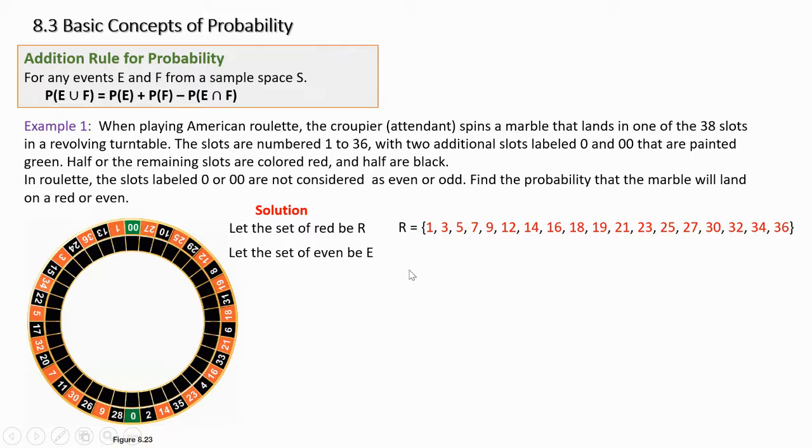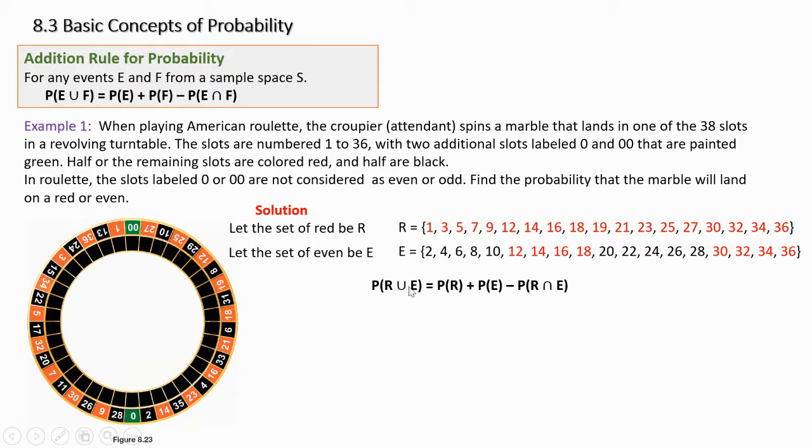Let the set of even be E. These are all my even numbers, right? I went around the turntable, and for example, the 2, 4, 6, 8, 10 are black. There's the 8, there's a 10, there's my 4, my 6, and my 2, right? Those are black. And the 12 through 18 are red, 20 to 28 are black, and 30 to 36 are red. So the event E means that the number is even, because they want the marble to land on a red or even. Now, here's where we apply the rule.